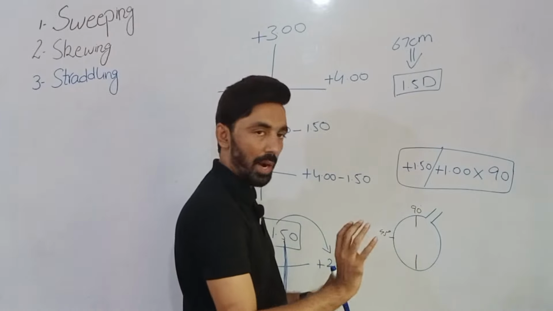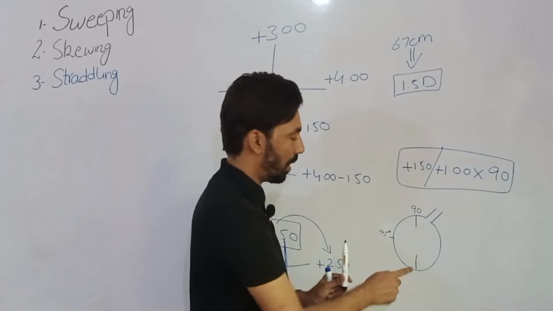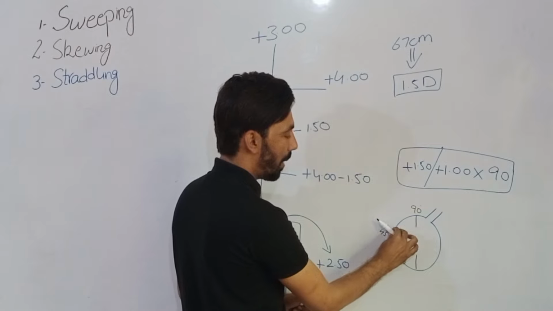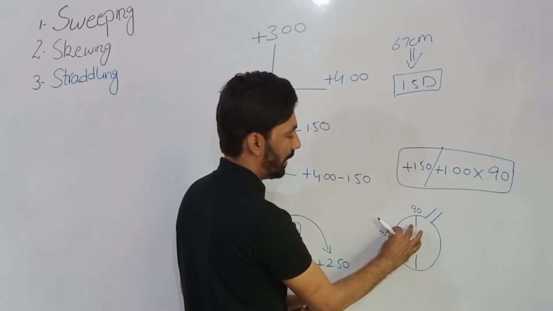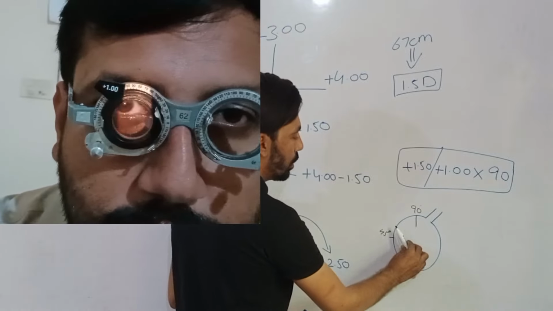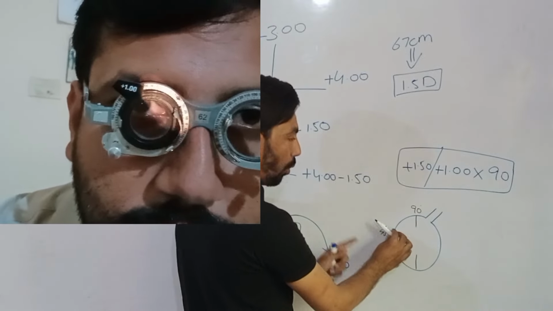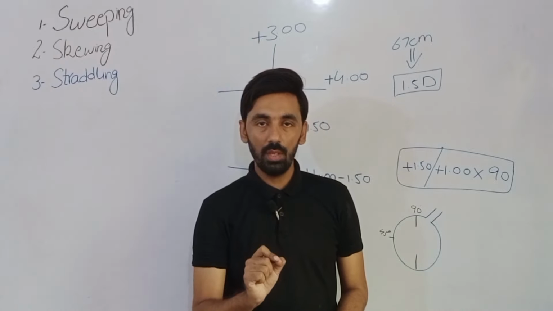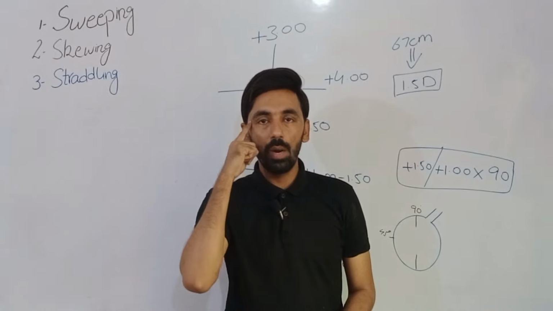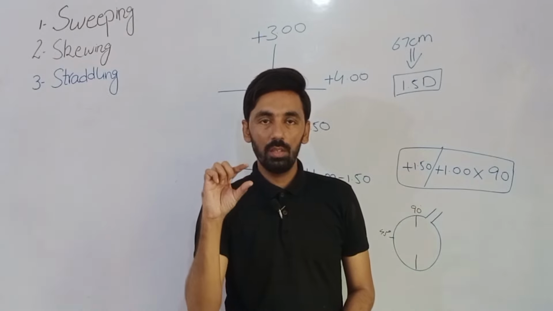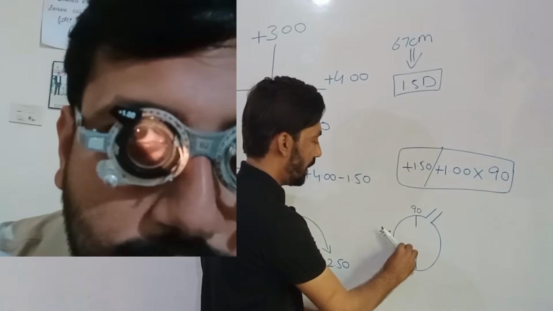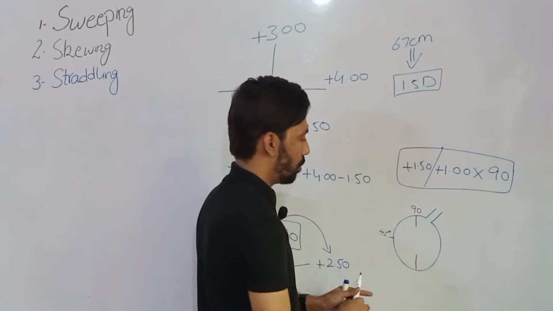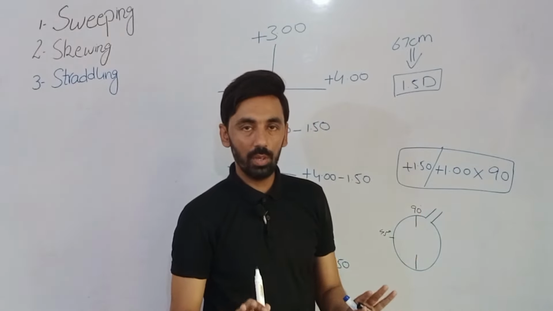Keep it in mind, the axis of the cylinder in the trial frame is 90 degree, and I am putting my streak at 45 degree apart from the 90 degree, which is 45 degree, right? So I will put my streak at 45 degree, and I will notice the thickness of the reflex inside the patient's pupil, and I will keep that thickness in mind, that what is actually the thickness of the reflex when the streak is at 45 degree and the axis of the cylinder is at 90 degree. So I have noticed my thickness at 45 degree, right?